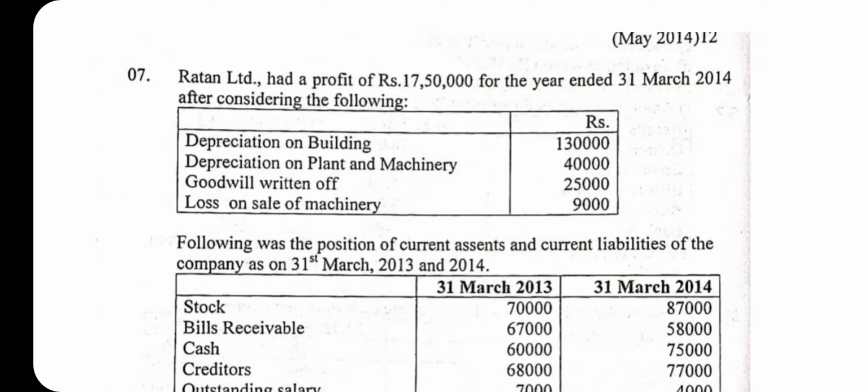Ratan Limited had a profit of 17,50,000 for the year ended 31st March 2014 after considering the following. So in the first line itself, they have given you the net profit for the year ended 31st March 2014, which is 17,50,000.